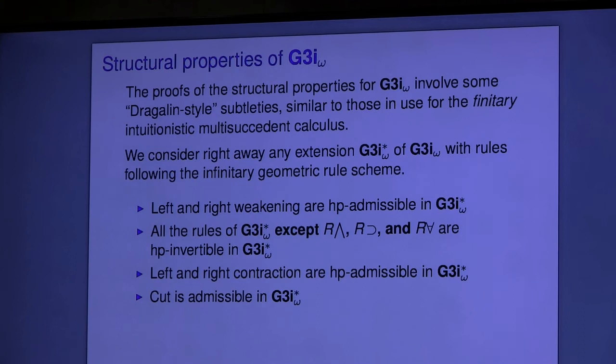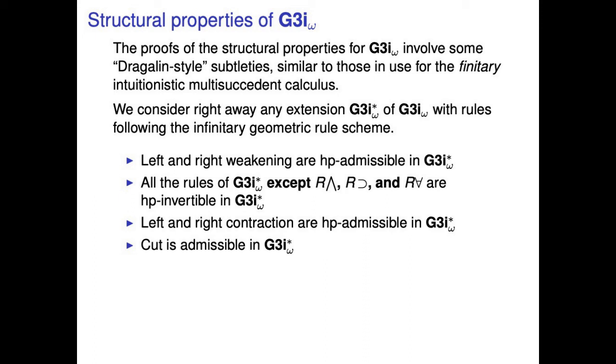So the intuitionistic calculus has the same structural properties as the classical calculus, except that some invertibilities are missing. Invertibility of right conjunction, the infinitary conjunction, right implication, right universal are not in that. All the other rules are present. And the structural rules are all admissible.